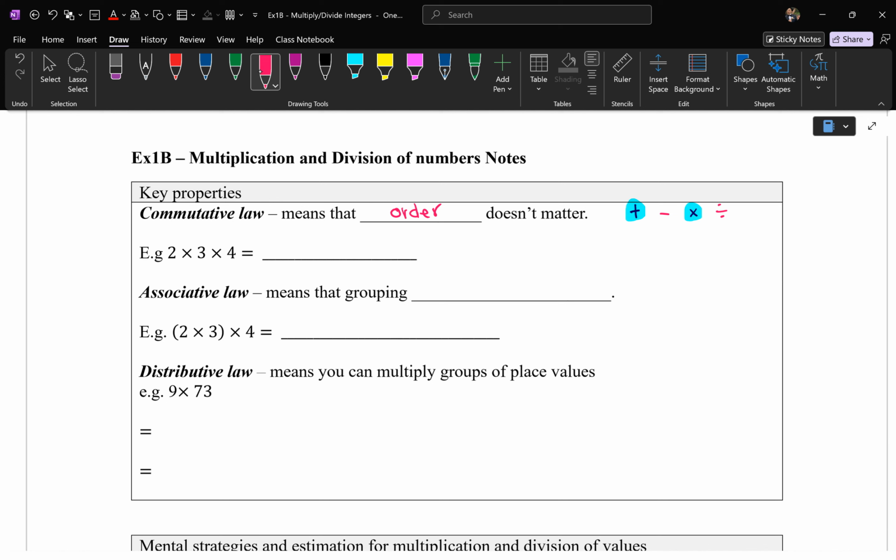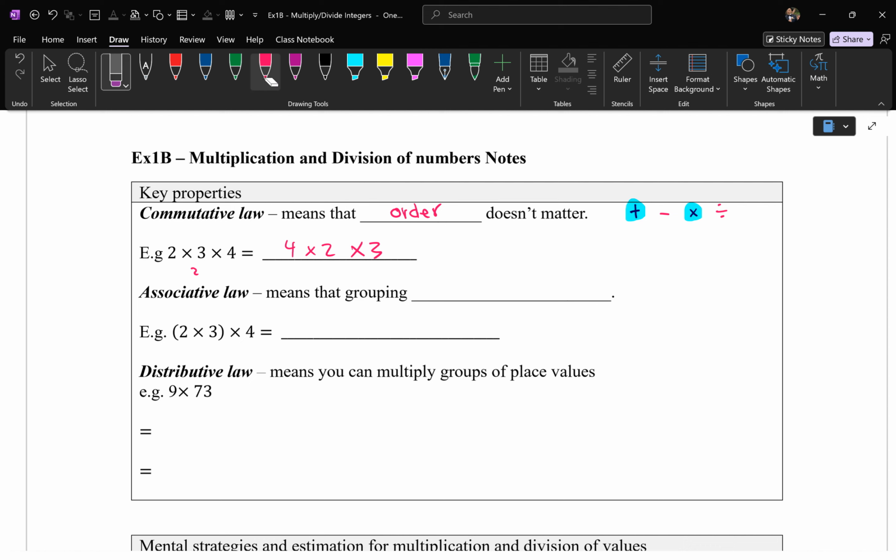So in the example I wrote here, 2 times 3 times 4 doesn't have to be in that particular order. 2 times 3 is 6, and then 6 times 4. So the answer should be 24, and you can see here, I can still write it as 4 times 2 times 3. So I changed the order, but we know that 4 times 2 is 8, but 8 times 3 is also 24. This is called commutative, because the order doesn't matter.